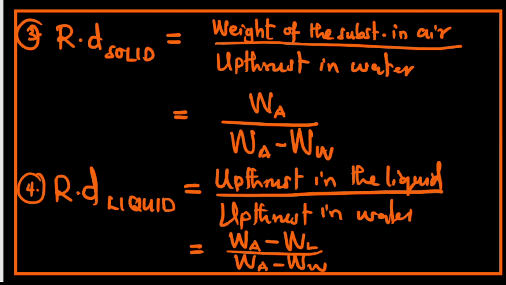And since upthrust is weight in air minus weight in the liquid, so we have WA minus WL divided by, what? WA minus WW.